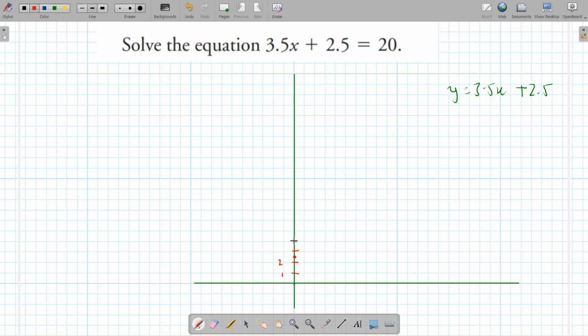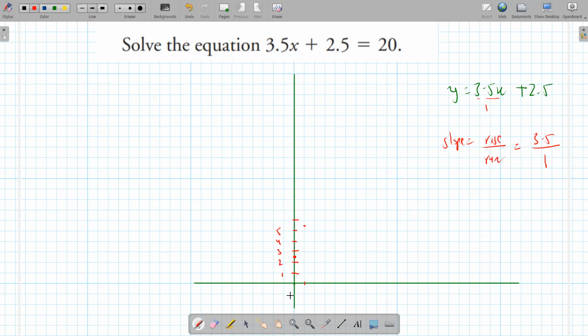So you want to go 3 units up from there. So what is 2.5 plus 3? 5.5. And then you want to go 1 unit to the right. Why 1 unit? Because slope is rise over run. So that equals 3.5 over 1. There's an invisible 1 here. So the rise is 3.5. That's why we went 3.5 up. And then the run is 1.